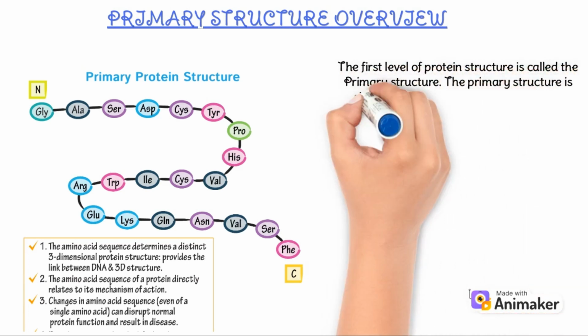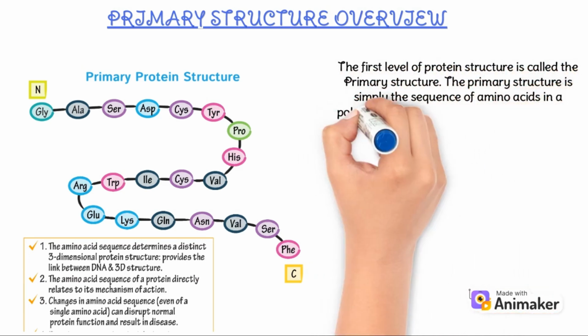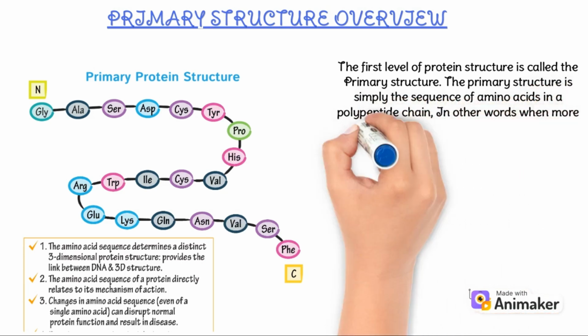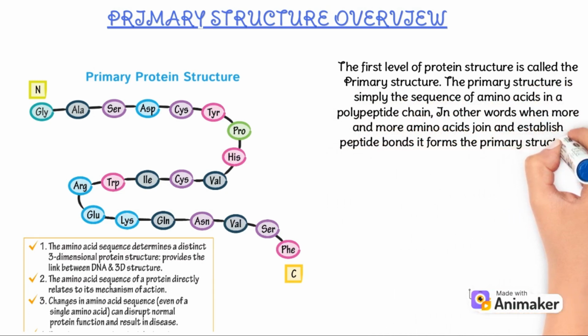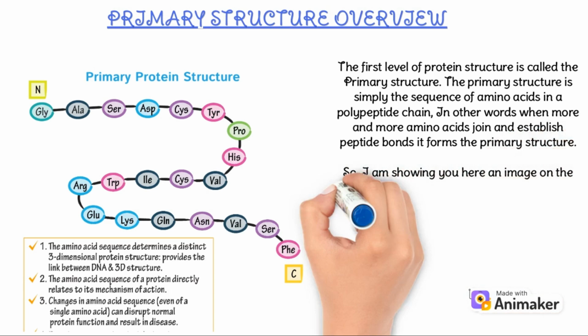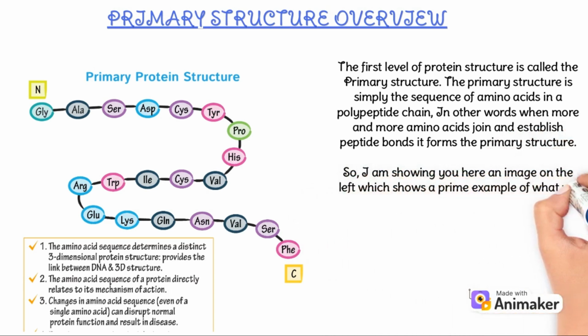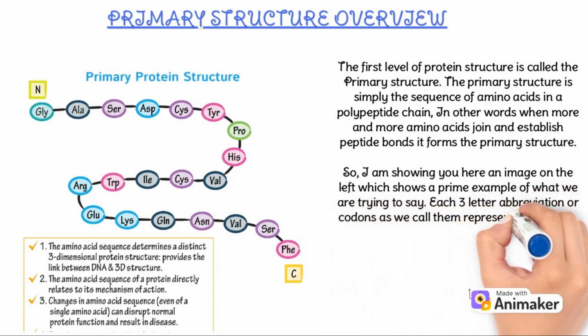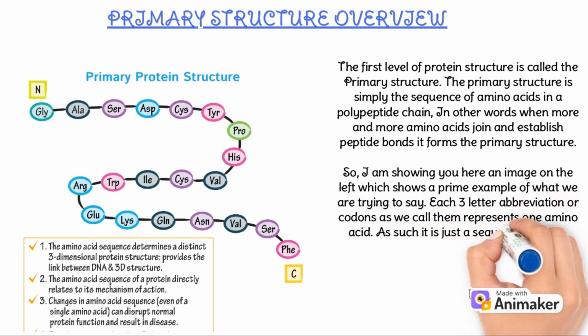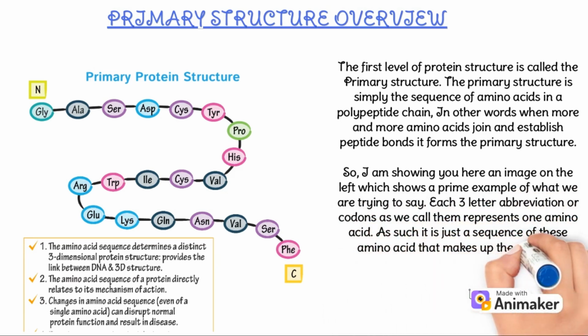The primary structure is simply the sequence of amino acids in a polypeptide chain. In other words, when more and more amino acids join and establish peptide bonds, it forms the primary structure. I am showing you here an image on the left, exemplifying what we are trying to say. Each 3-letter abbreviation, or codon as we call them, represents one amino acid. As such, it is just a sequence of these amino acids that makes up the primary structure. It is important to note that changes in amino acid sequence, even of a single amino acid, can disrupt normal protein function entirely and result in disease.